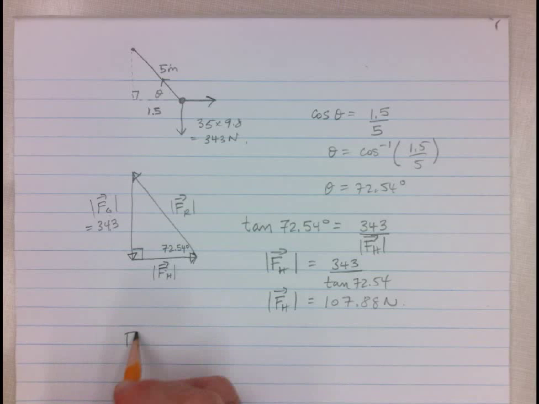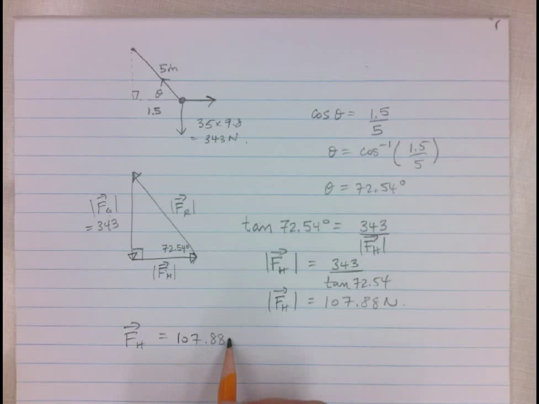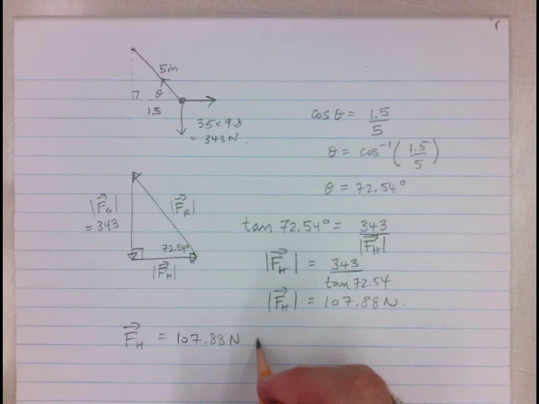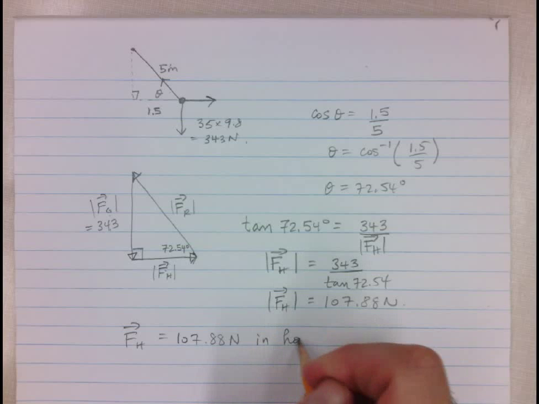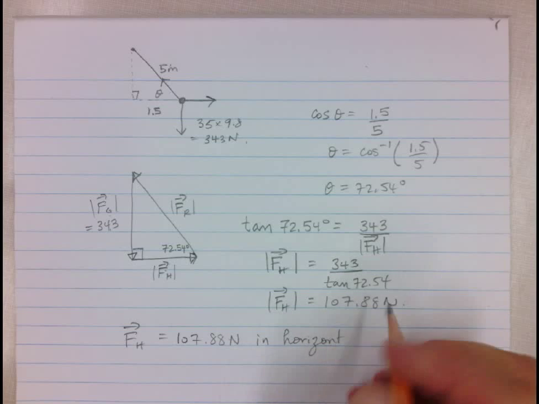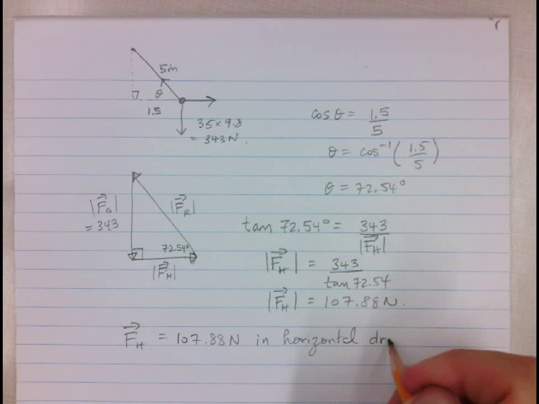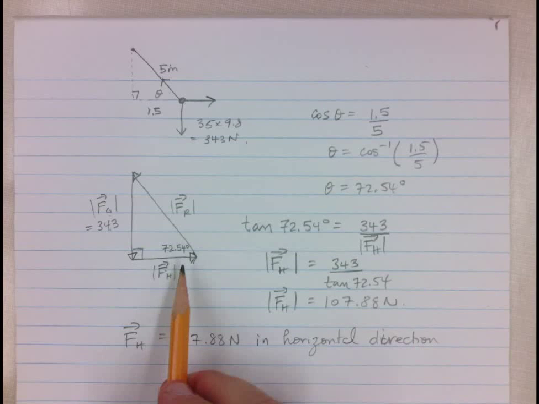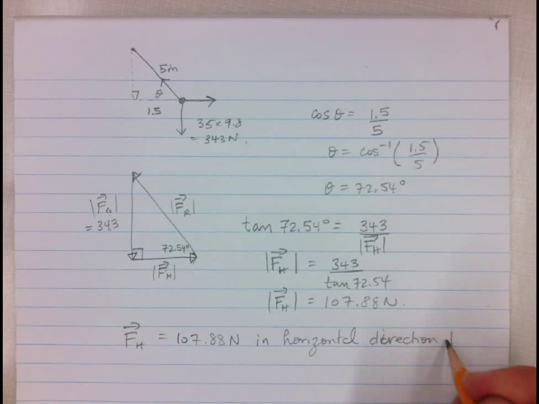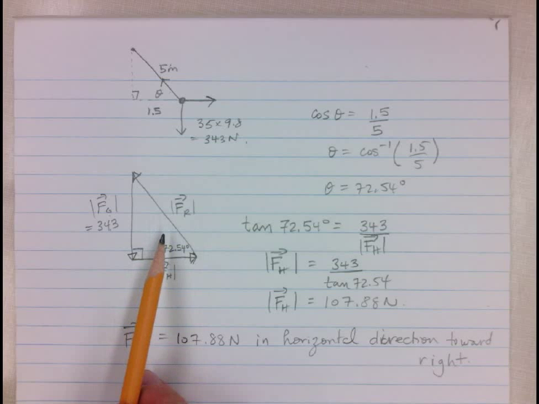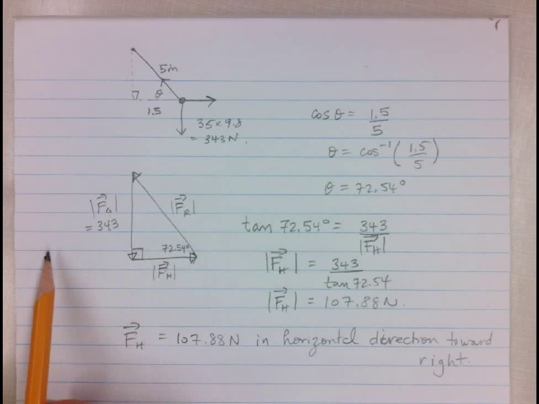So we can say that FH is equal to 107.88 newtons in the horizontal direction. And based on my drawing, I'm going toward the right. Again, this is based on the way I drew the situation. Had I drawn it on the other side, meaning the person is holding it on the other side, it would be toward the left direction.